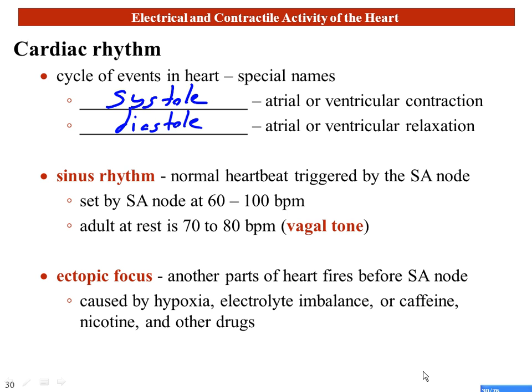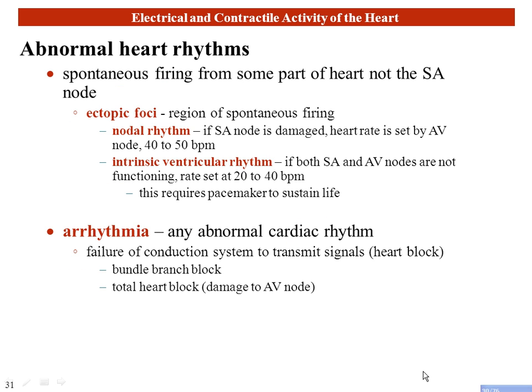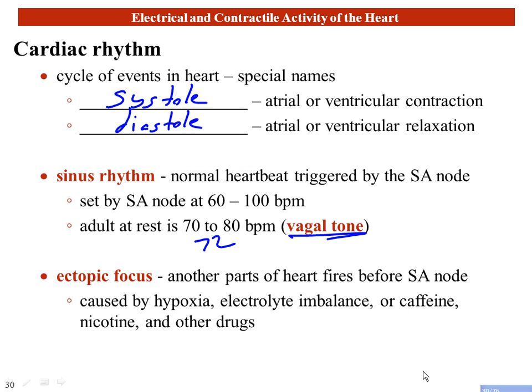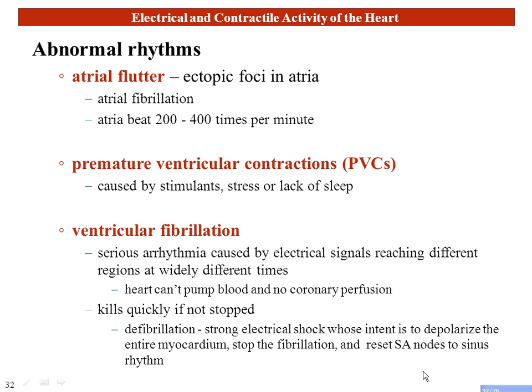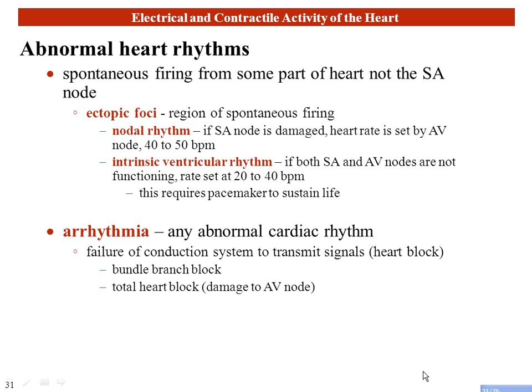Now, as I said before, normal heart rate is around 72 beats per minute, and we go back and forth between systole and diastole. That's because of the vagal tone that I was referring to earlier on. Also, a little bit on the ectopic focus: remember, that's when some component of the conduction system other than the SA node takes over the role of pacemaking. And we look at abnormal rhythms, where there is some type of arrhythmia.